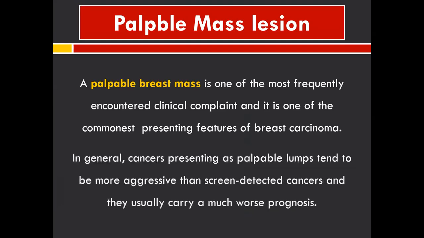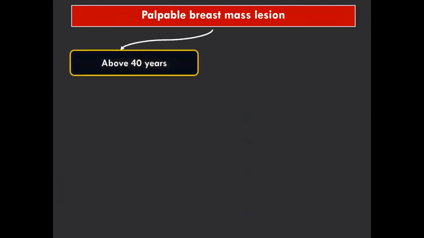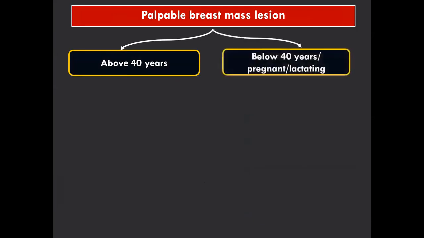In general, cancers presenting as palpable lumps tend to be more aggressive than screen-detected cancers, and they usually carry a much worse prognosis. When we have a palpable breast mass lesion, we look at the patient's age, if she's above 40 years or below 40 years, pregnant or lactating.